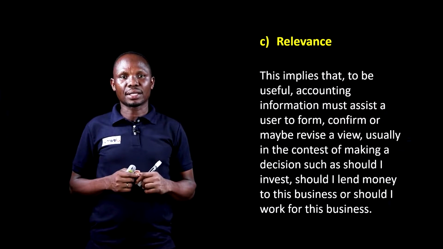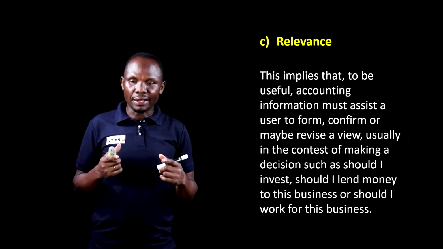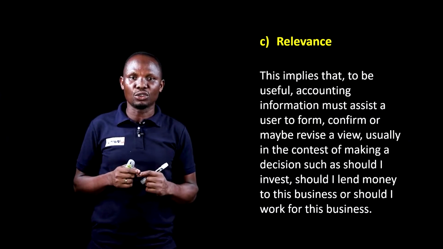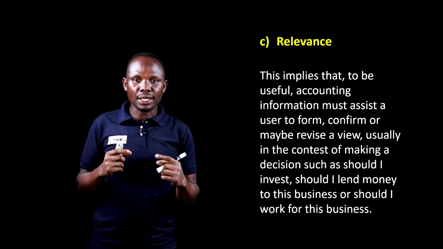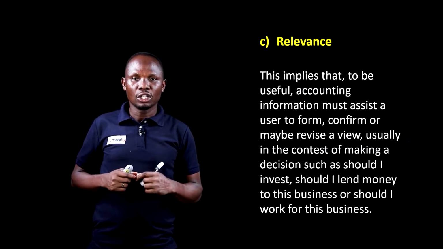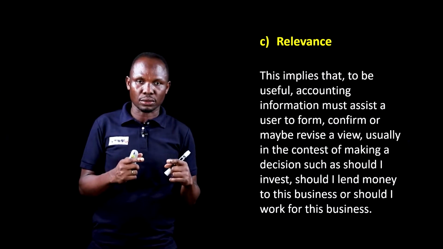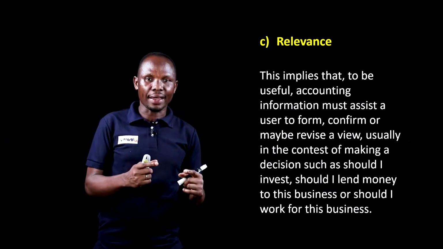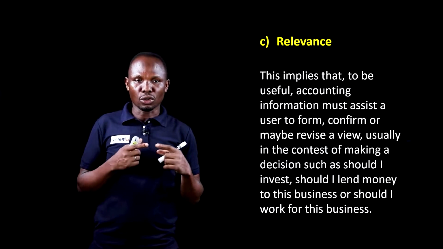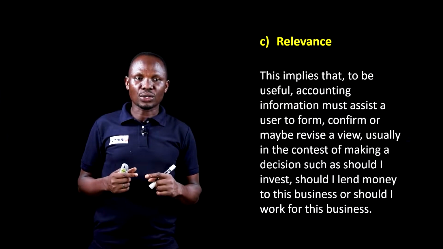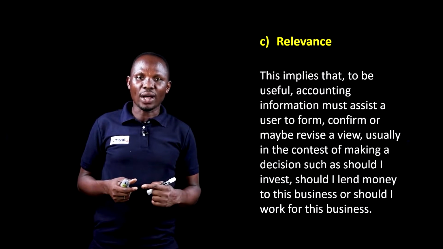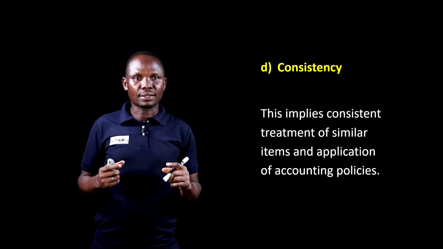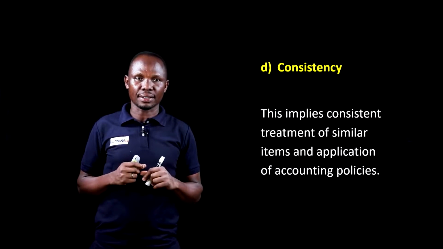The next characteristic we'll look at is relevance. Relevance implies that the accounting information should be able to meet the needs of various user groups. For example, the accounting information should assist the investor to decide whether to invest in the business or not. It should assist the potential employee to decide whether to work for the organization or not. And it should also assist the money lender to decide whether or not to give loans to the organization.